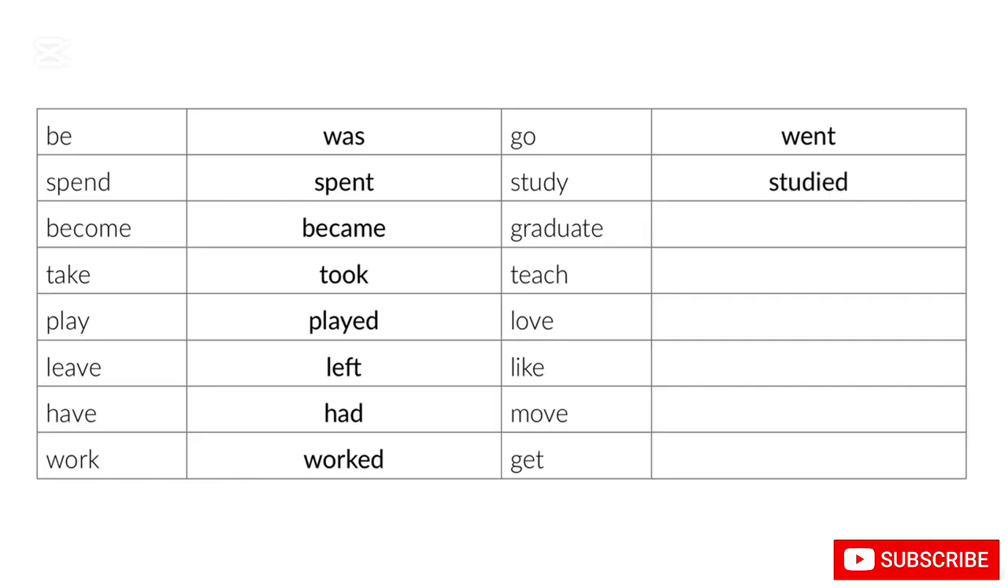Look at the spelling though, the Y changes into an I. Graduate is graduated. Teach is taught, not teached. It's an irregular past simple, taught. Love is loved. Like is liked. Move is moved. Get is got in the past simple.